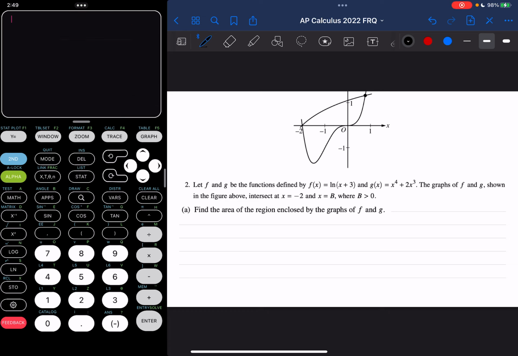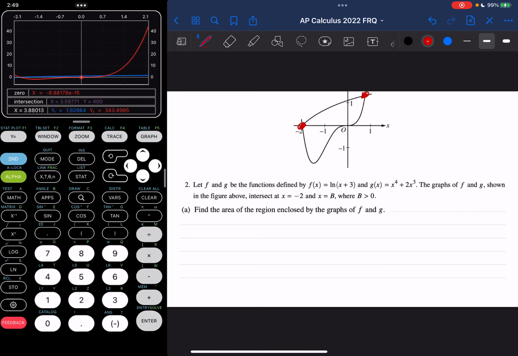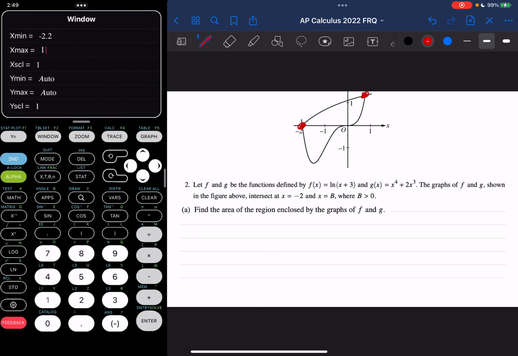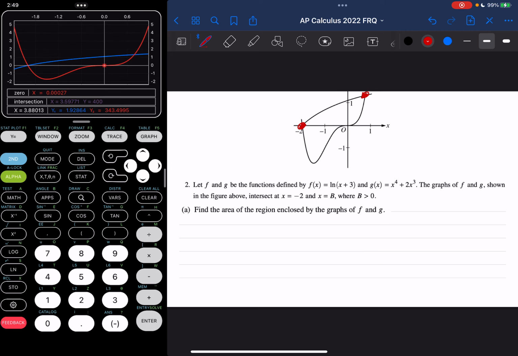Okay, it says find the area of the region enclosed by the graph of f and g. Now they give us this intersection right here, but we're going to have to find that intersection. Now the graph tells us that we should change our window, and it should be between -2 and +2. And then we'll zoom fit that. There we go. Actually, I think we can probably take our window down to 1. And I think if we zoom fit that, that'll be a little bit better. Yeah, that's a bit better.